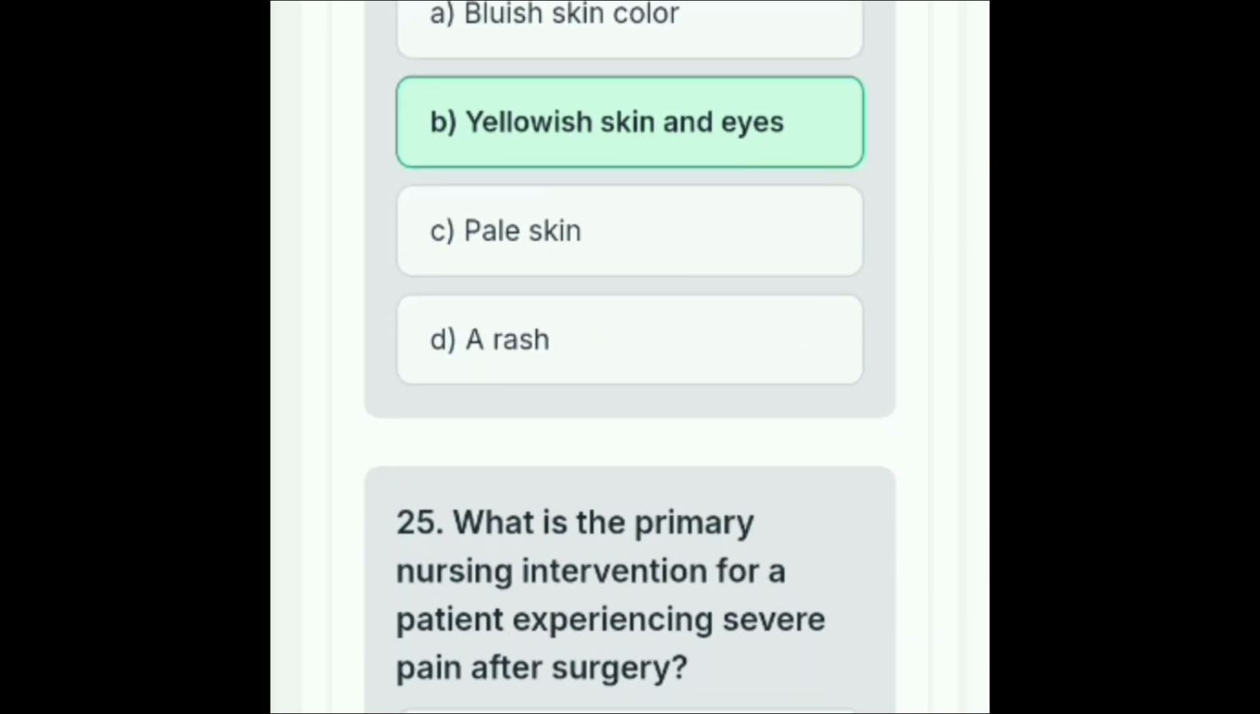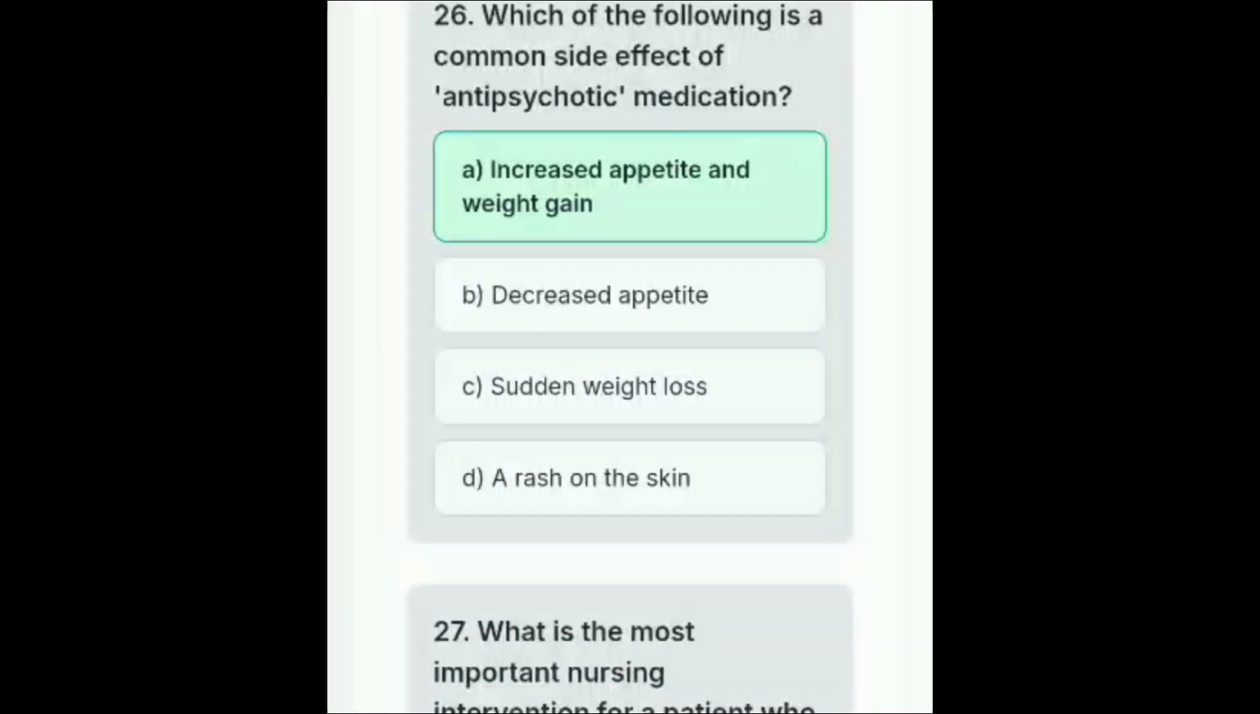What is the primary nursing intervention for a patient experiencing severe pain after surgery? A, telling the patient to ignore the pain. B, providing scheduled pain medication as prescribed. C, giving the patient a glass of water. And the D, encouraging the patient to be in a noisy environment. So the B is correct.